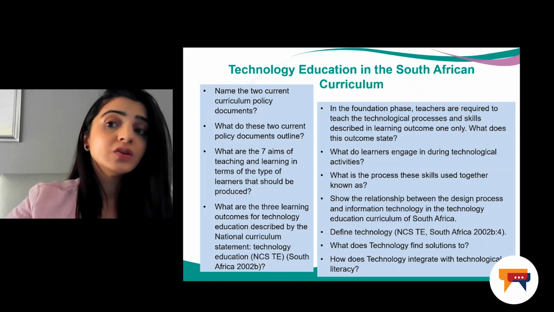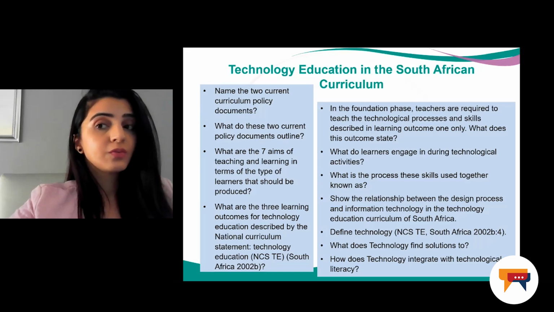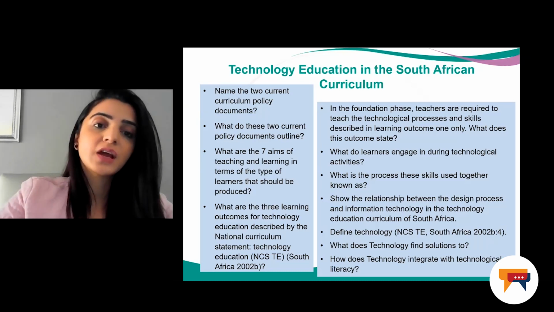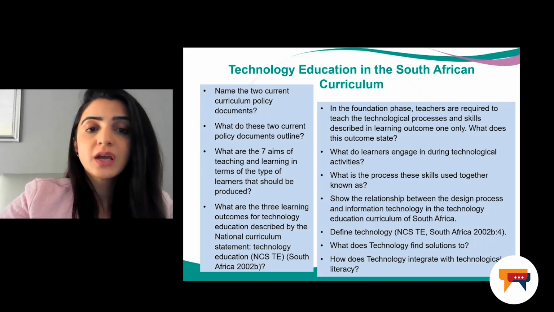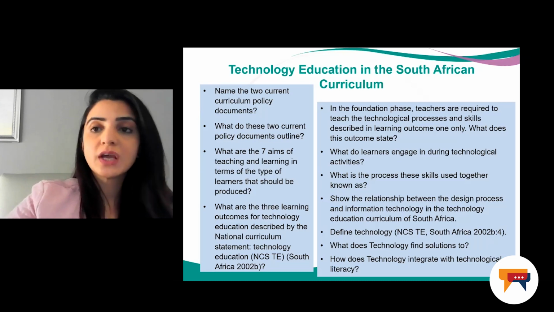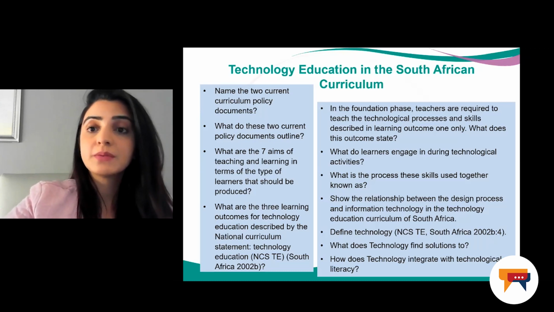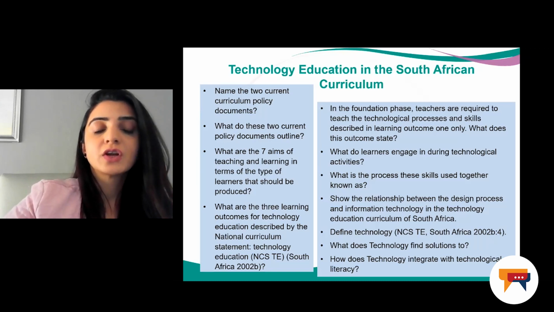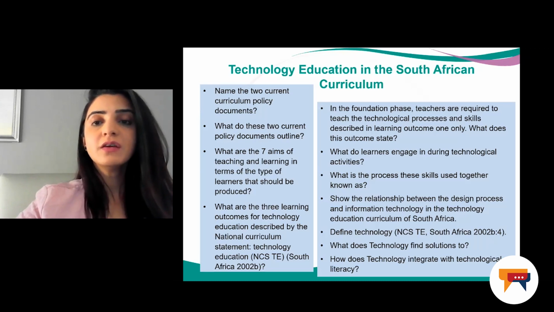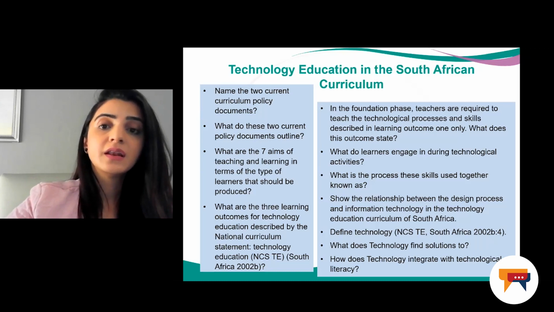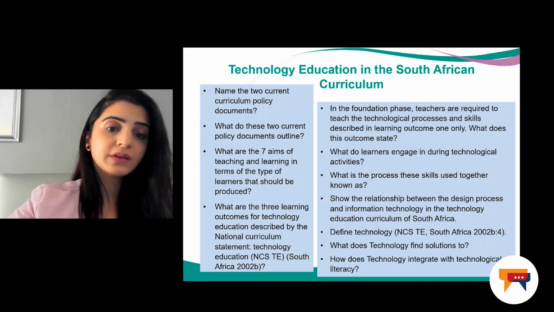As an educator, you need to understand this, especially when you're getting a job. They would ask you a question like this, especially if you're teaching science and technology. What are the 7 aims of teaching and learning in terms of the type of learners that should be produced? And also, what 3 learning outcomes for technology education are described by the National Curriculum Statement, Technology Education, within the NCS, South Africa 2002? And also in the foundation phase, teachers are required to teach the technological processes and skills in learning outcome 1 only. So you need to know the 3 outcomes.